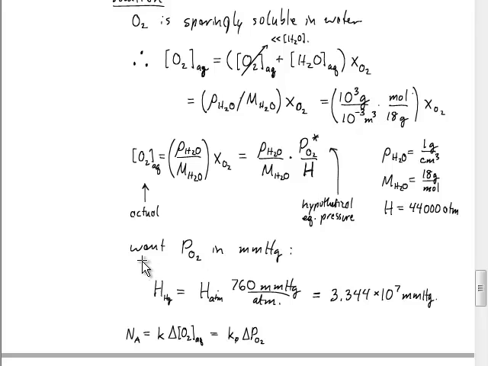Okay, so one last thing we need to do, and that's to recognize that the Henry's law constant was given to us in terms of atmospheres. We have pressure readings that are coming in terms of millimeters of mercury. So to convert those, we just multiply by 760 millimeters of mercury per atmosphere, and that gives this numerical value, 3.34 times 10 to the 7 millimeters of mercury.